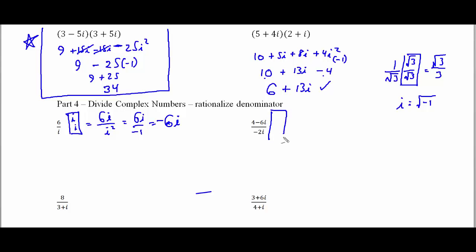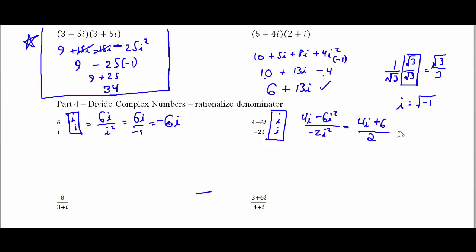Here, I could multiply top and bottom by negative 2i, but in this case I'm just going to multiply top and bottom by i, because what that's going to do is give me 4i minus 6i squared all over negative 2i squared. And that negative 2i squared is going to fix that denominator right up. So 4i plus 6, you'll see that I just turned the negative 6i squared into positive 6, because negative 6 times negative 1 is positive 6. And down below, the negative 2 times negative 1 is just going to be positive 2.